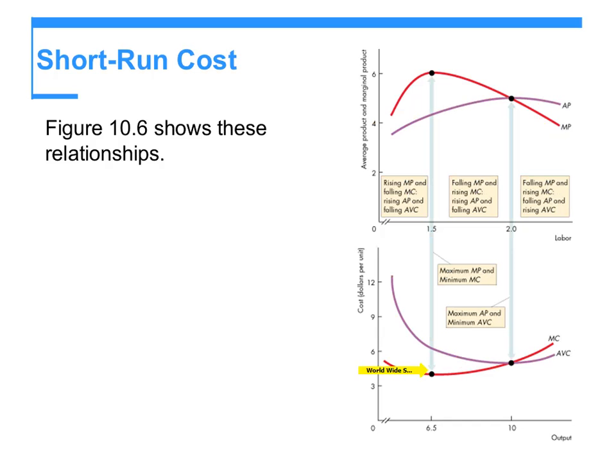For example, at the beginning, marginal product goes to the maximum, marginal cost to the minimum. Here, marginal product equals average product. Yeah, marginal cost equals average variable cost.